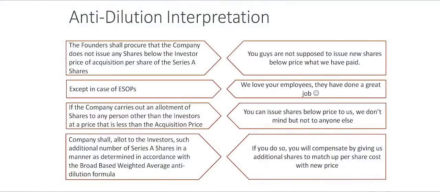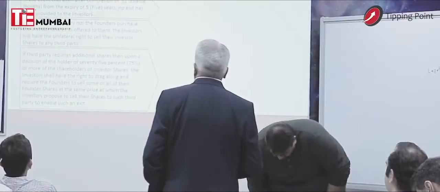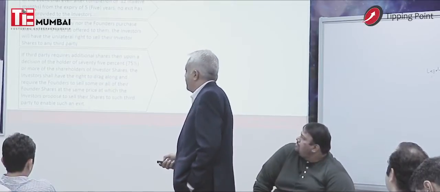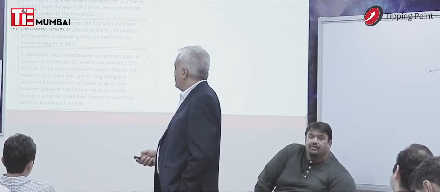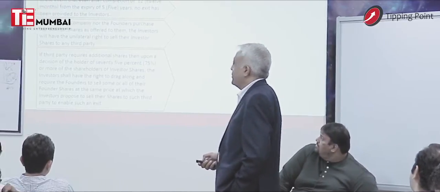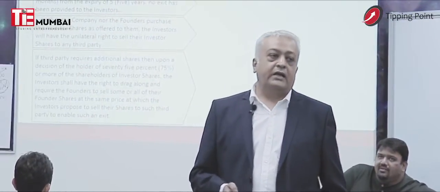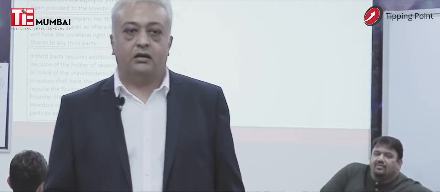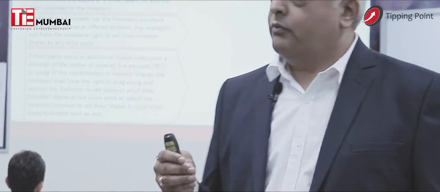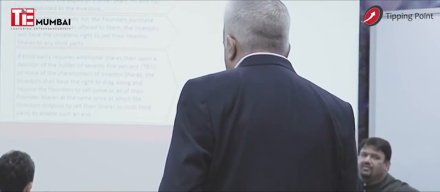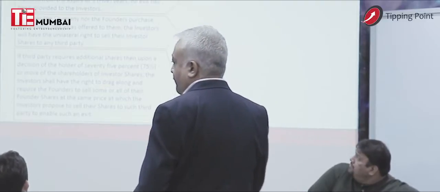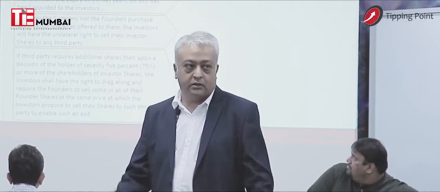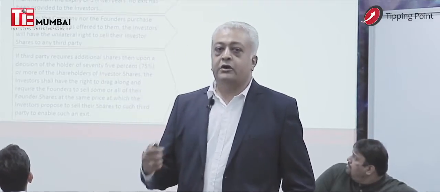What it says is, in the event that even after completion of 12 months from the expiry of 5 years, no exits have been provided to the investors, and neither the company nor the founder purchased the investor shares as offered to them, the investor will have the unilateral right to sell their shares to any third party. So typically, in any term sheet or SHA you sign, the investor would say that you will provide required exits to the investors down the line, after 3 years, 5 years, whatever. That time frame is agreed between two parties. If you are unable to do this, then what?